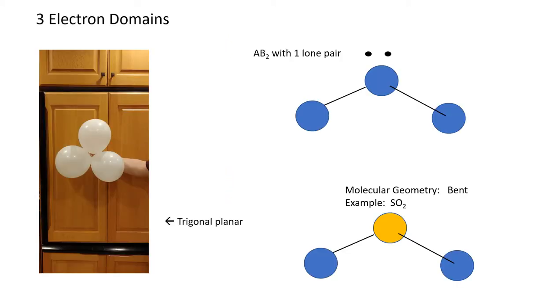So with our three electron domains, this is our trigonal planar. The type of molecule we have here is an AB2. So A being the center molecule and the B's being the two atoms that are bonded to the center molecule. A good example of this one would be the bent shape, sulfur dioxide. We have one lone pair on the top, which kind of pushes down those two oxygens and gives that molecule its bent shape. So that's the three electron domains.